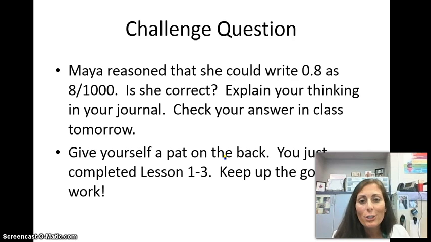You've made it to the challenge question. Good job. You're going to write challenge question in your math journal and solve and answer the question. You're going to bring it to school tomorrow and check to see if your answer is correct. Your challenge question reads, Maya reasoned that she could write 8/10ths as 8 thousandths. Is she correct? You're going to need to write yes, she is correct or no, she is not correct. Then explain your thinking in your journal. I would recommend maybe completing a place value chart to help you with your explanation.